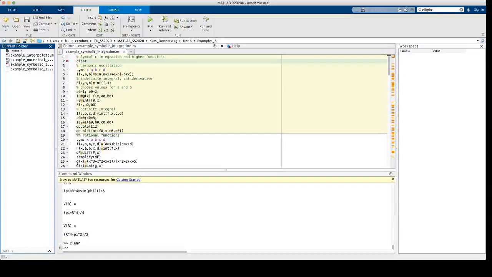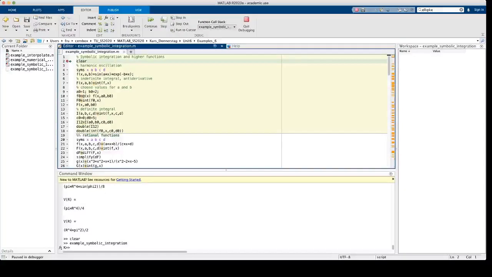In this video I talk about symbolic integration and I present some higher functions that are defined in terms of definite integrals. Please open the script example symbolic integration. It can be found in the folder examples 6 in TIS, and let's put a breakpoint in line 2 and run the script.